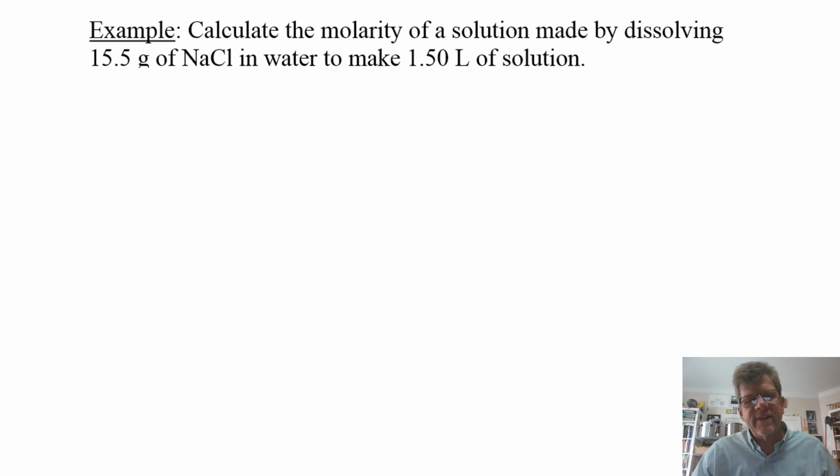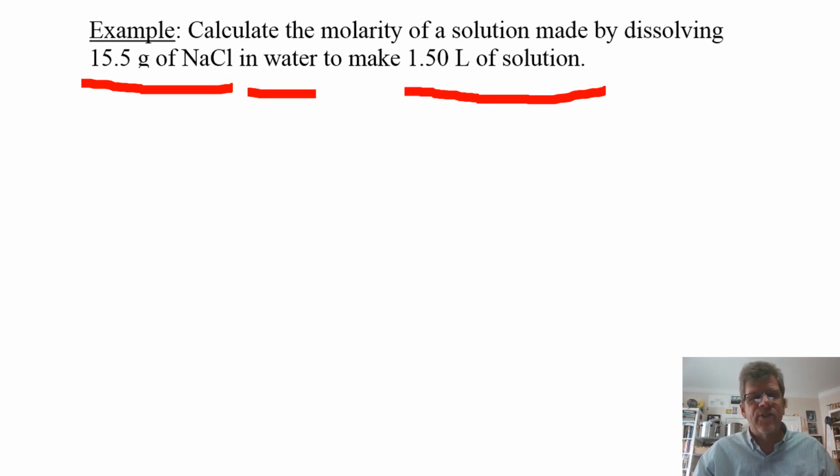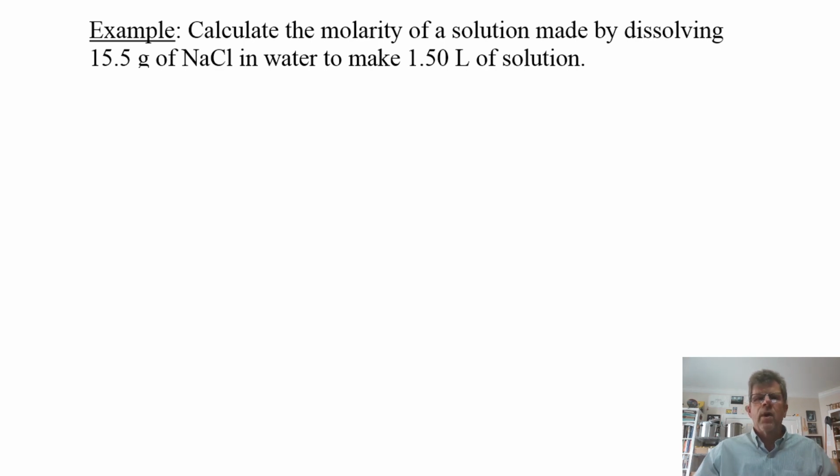So let's look at some types of example problems that you will likely encounter. Certainly many of the problems in the problem sets on Blackboard for this course have problems like this. Here we have: calculate the molarity of a solution made by dissolving 15.5 grams of NaCl, we seem to go to NaCl for some reason in these examples, in water to make 1.5 liters of solution.